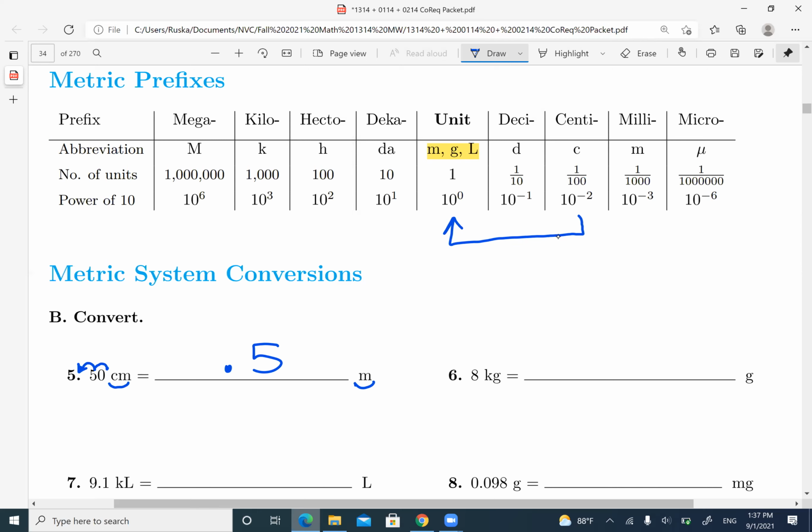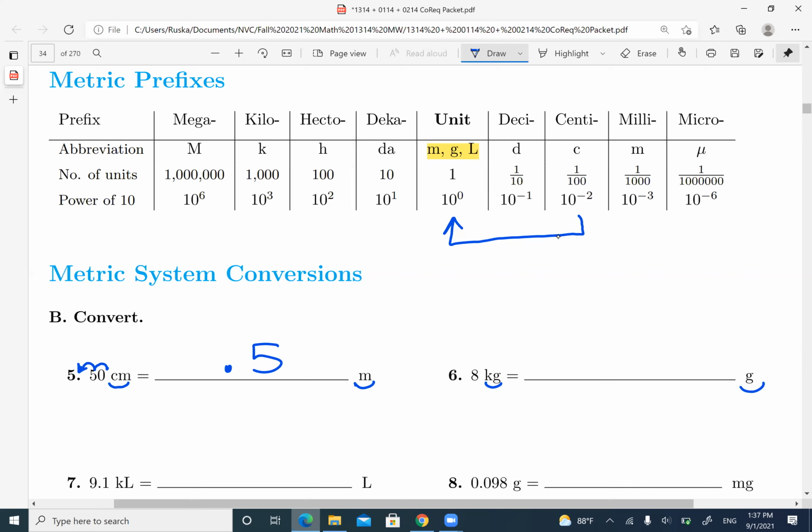Everybody get how we do that? Yes, ma'am. So doing the conversions in metrics is really easy. You just move the decimal to the left and to the right. And why are you moving the decimal? Because you're multiplying or dividing by 10, right? So all these exponents, 10 to the 6, 10 to the 3, 10 to the 2, 10 to the 1, all these 10 exponents are actually moving the decimal. So if you're going in this little table to the left, you're moving the decimal to the left. If you're going to the right, you're moving the decimal to the right. So that's all.